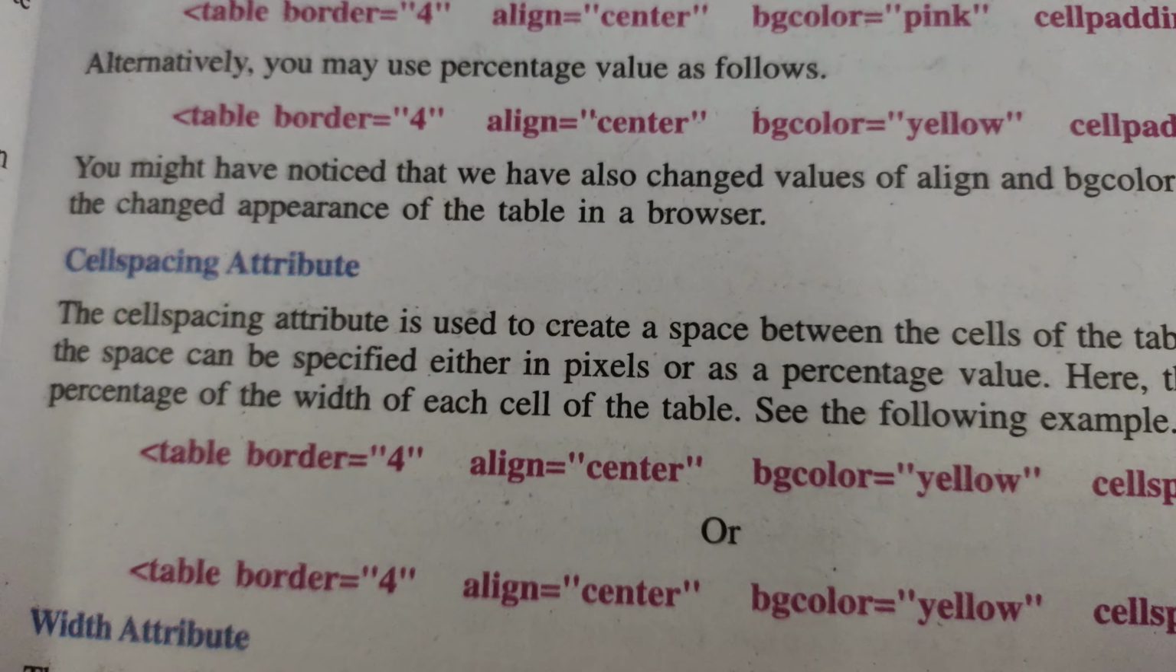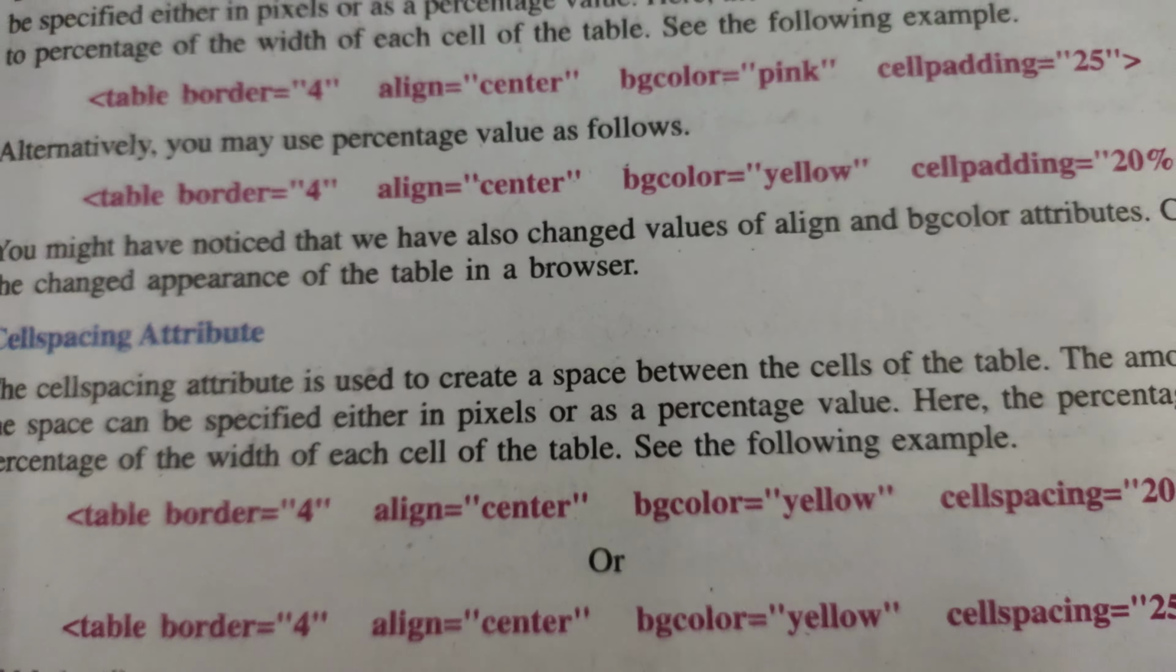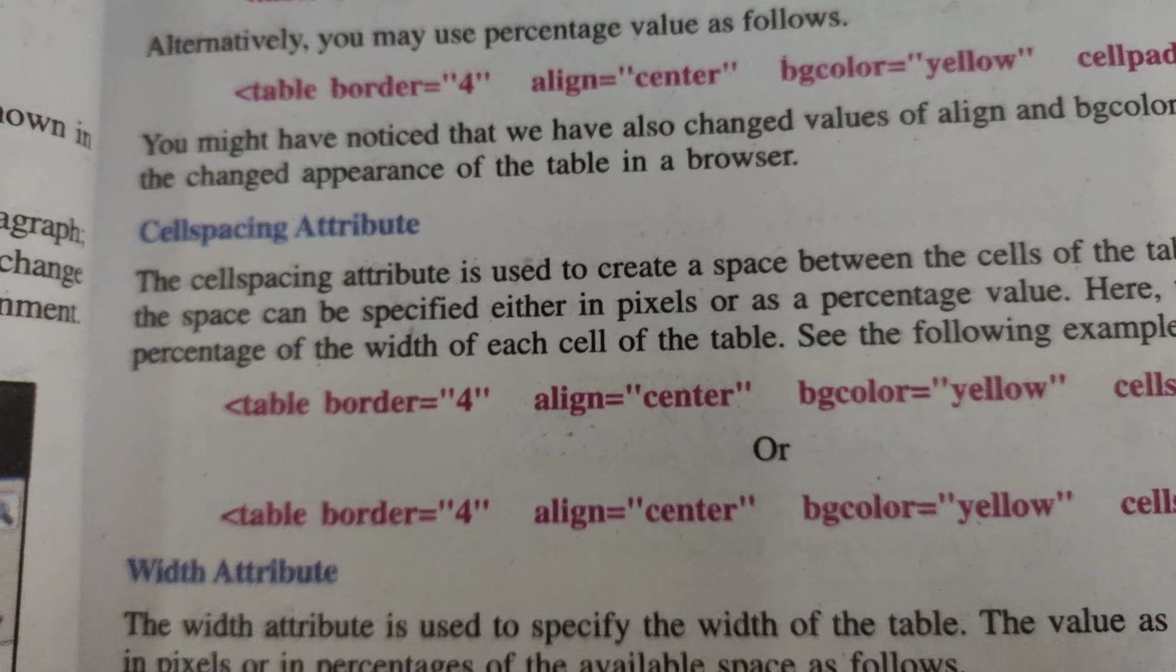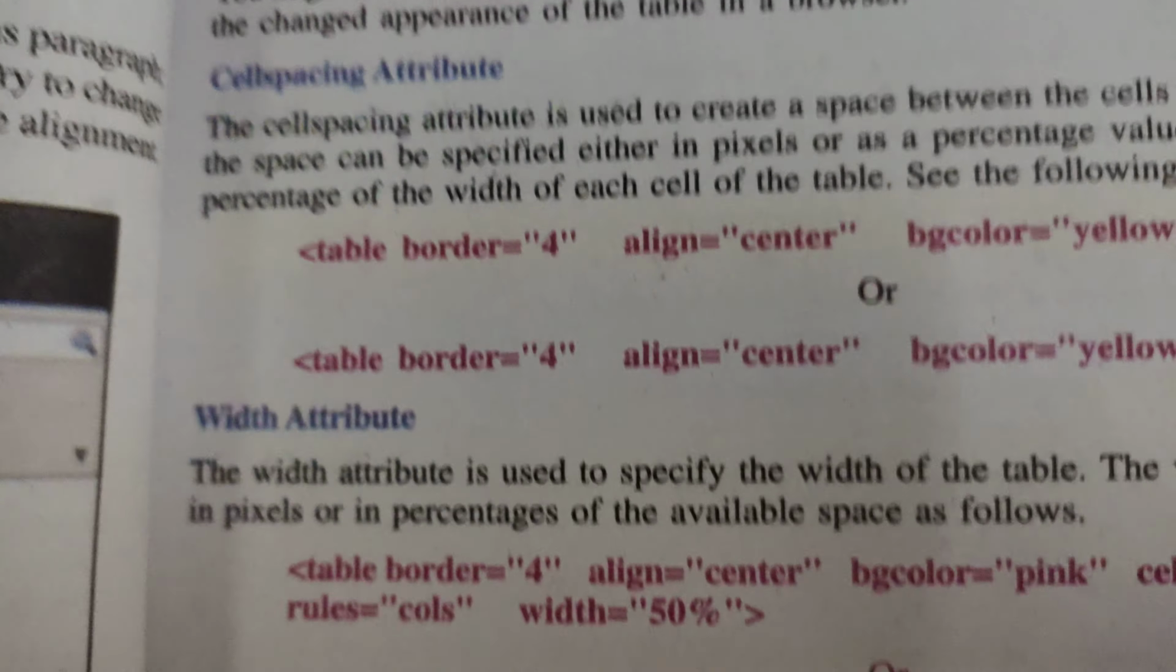Now comes cell spacing. The cell spacing attribute is used to create a space between the cells of the table. The amount of space can be specified either in pixels or as a percentage value. You can give any number in pixels or percentage to give space between the cells in your table.